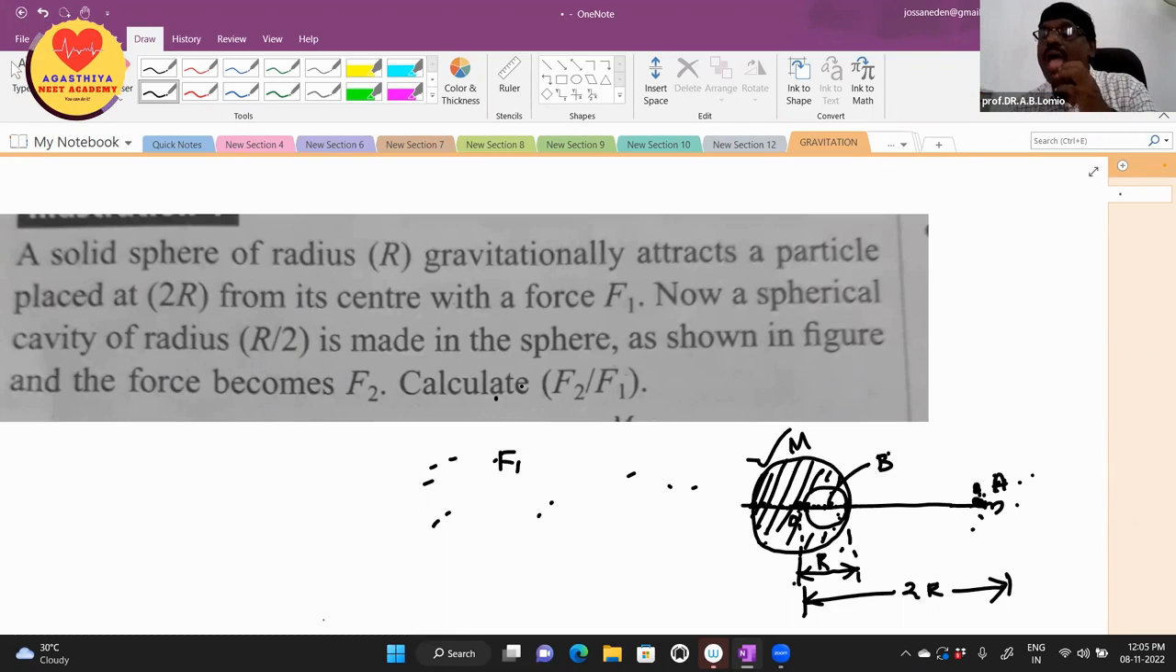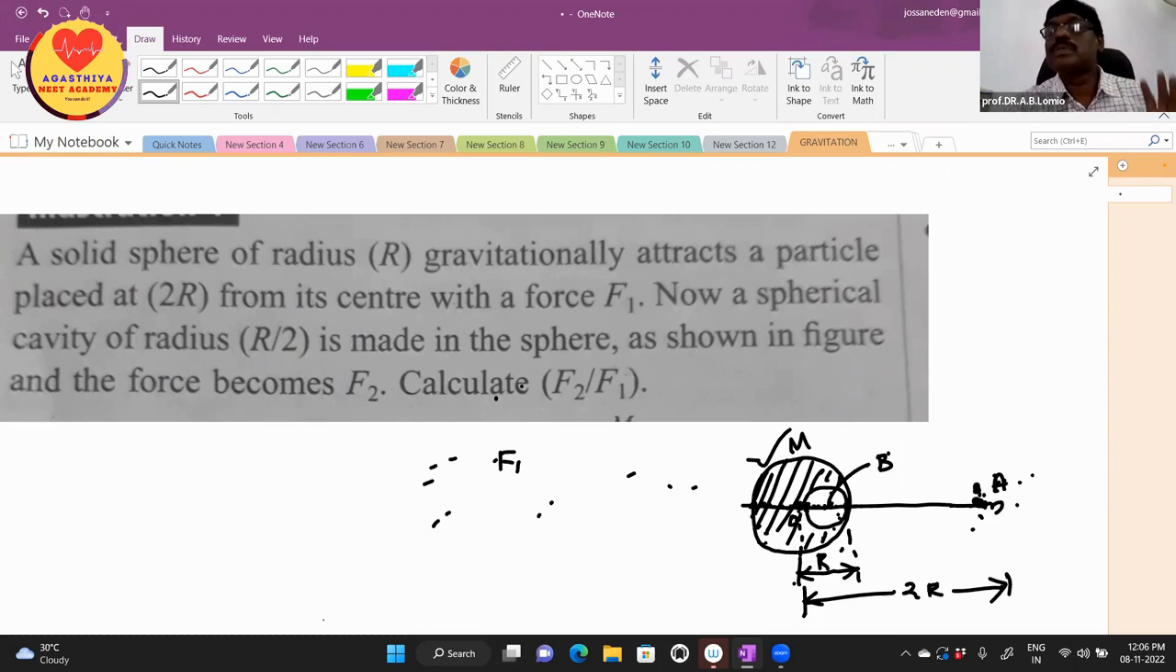Now what they do is make a cavity in that sphere. So the mass is actually removed. After removing the mass, what would be the force of attraction between the new mass and the particle? After removing the mass and producing the cavity in the solid sphere, the force is F2. For the first case, calculate F1. For the second case, calculate F2. The question is to find the ratio F2 divided by F1.